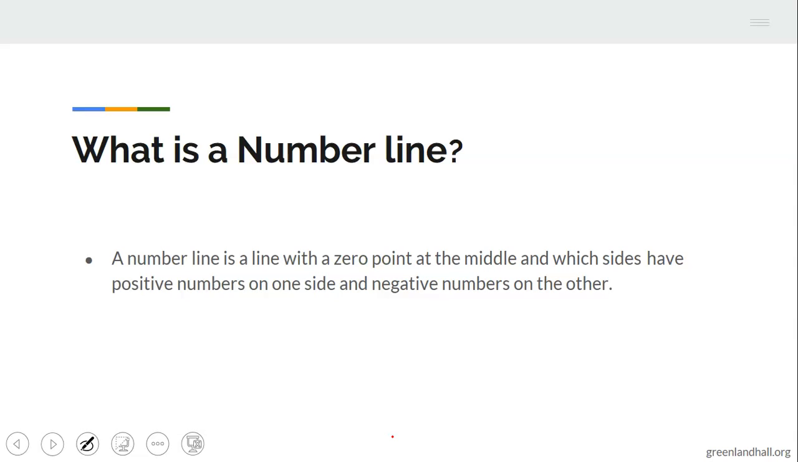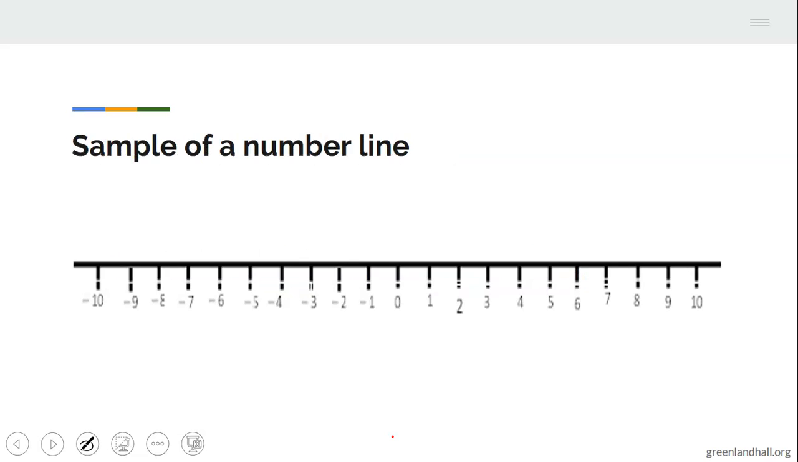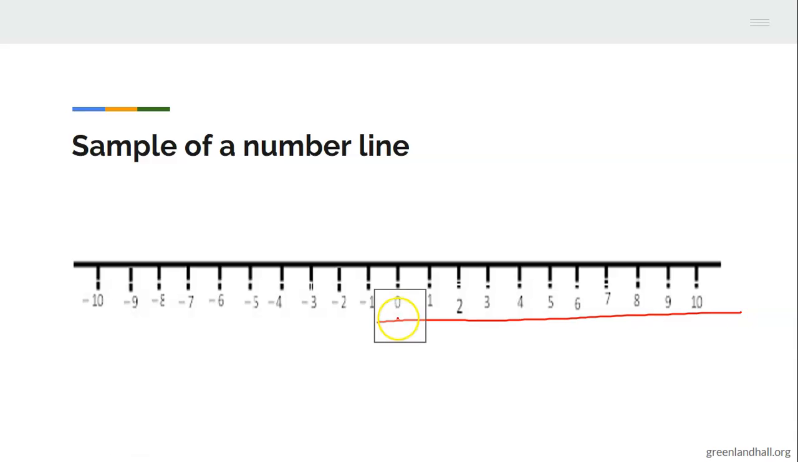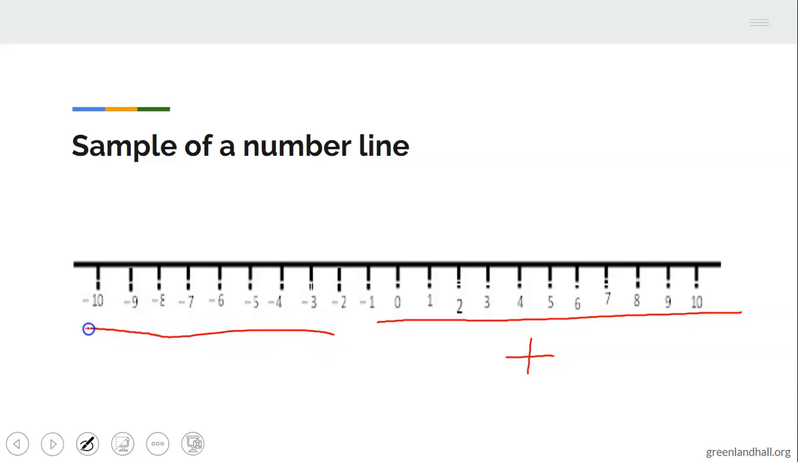What is a number line? A number line is a line with a 0 point at the middle, which has positive numbers on one side and negative numbers on the other. Have you seen the picture of a number line here? This side has positive numbers. From this 0 point, on one side we have positive numbers, and on the other side we have negative numbers. So this is a picture of a number line.